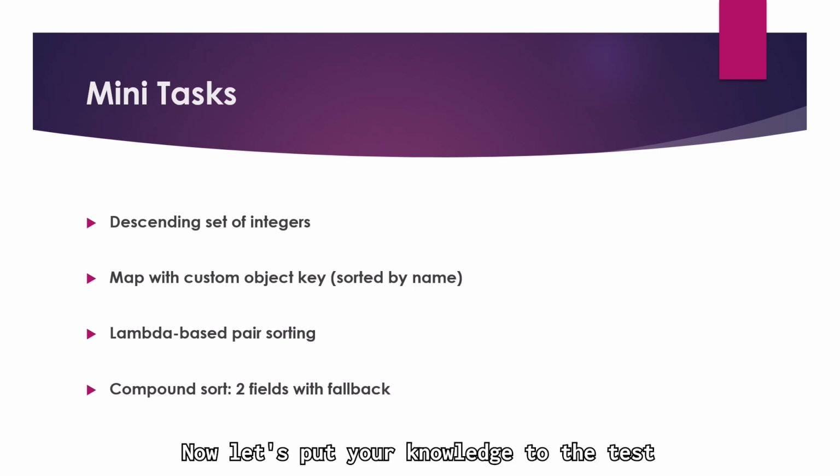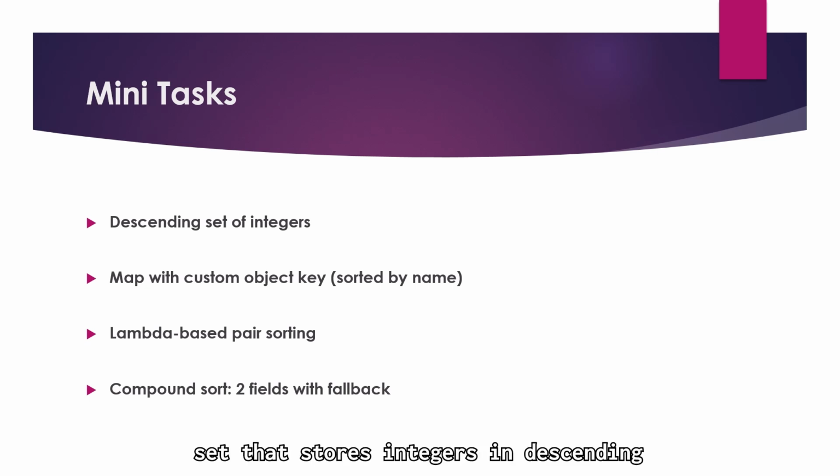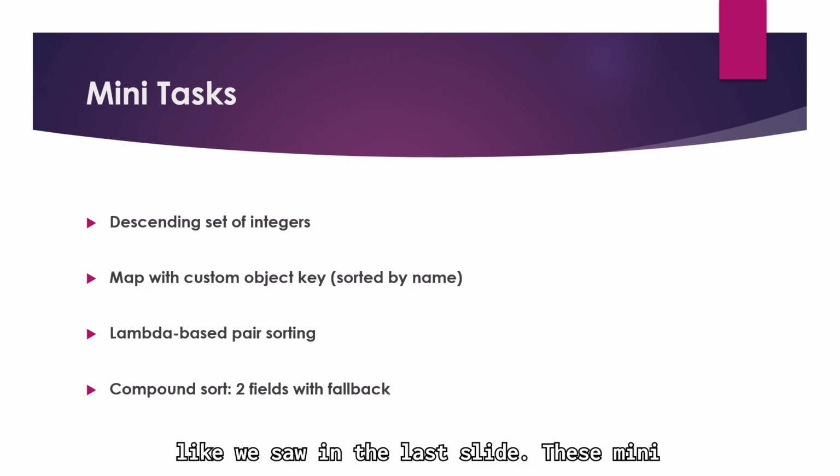Now let's put your knowledge to the test with a few mini tasks. Try creating a set that stores integers in descending order. Then define a map that uses a custom object as the key, sorted by a specific property like name. Next, write a lambda comparator to sort a set of pairs. And finally, write a compound comparator that sorts based on two fields like we saw in the last slide. These mini challenges will help reinforce your understanding.